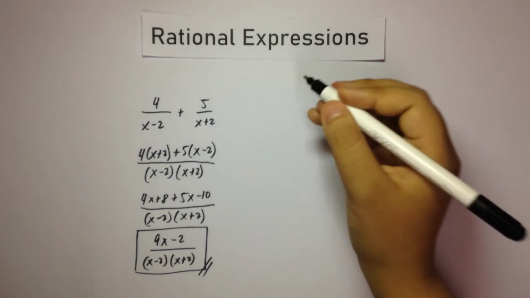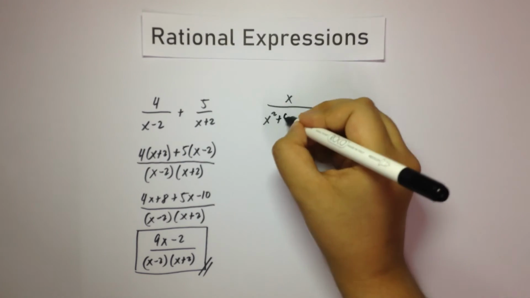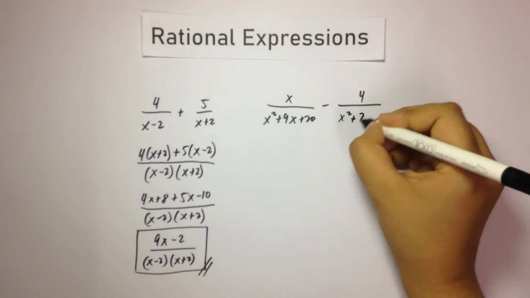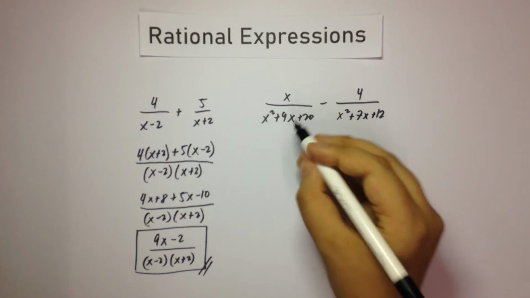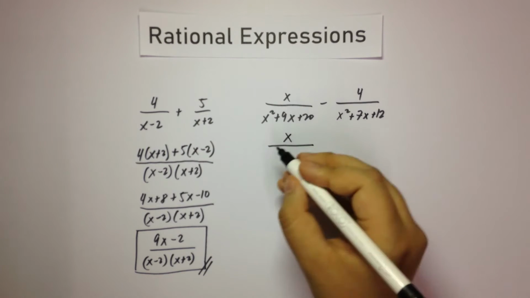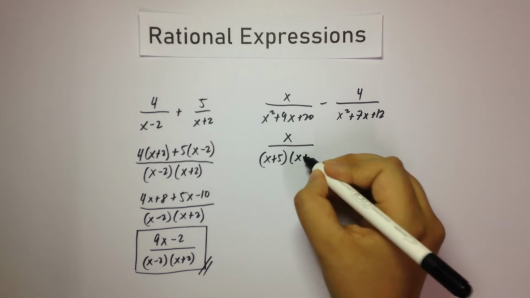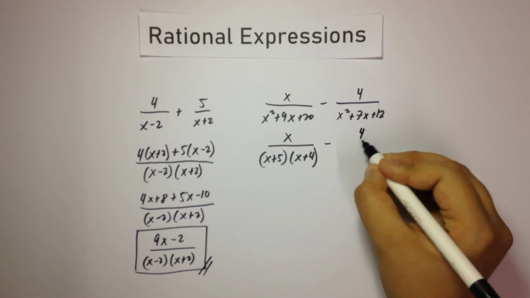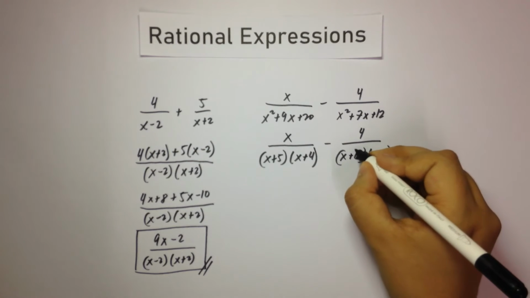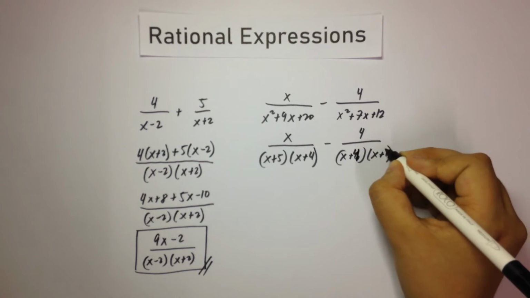So let's have another example. x over x squared plus 9x plus 20 minus 4 over x squared plus 7x plus 12. So when we factor this out, this would become x plus 5 and x plus 4. When we factor out this one, it would become x plus 4 and x plus 3.